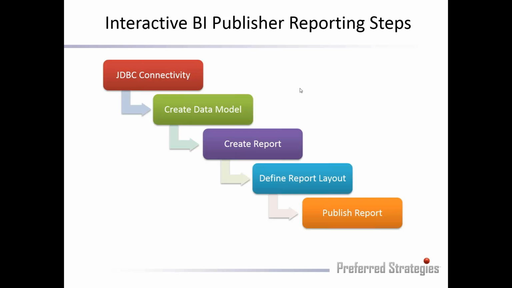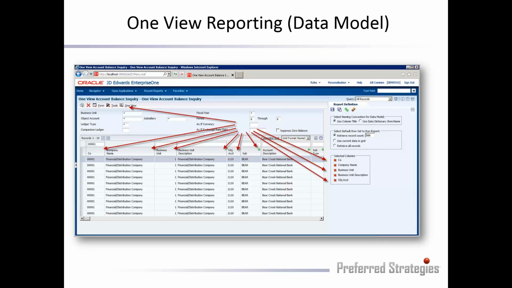Preferred Strategies pretty much helps with all of these in that we can help you establish your connectivity. We deliver data models already defined for JDE and some reports and some templates for that. So we can jumpstart this whole process. OneView is a little different, and really when it comes to the data model, that's another key here. So the scheduling was one example of a difference between OneView and the interactive. Another is in the data model.